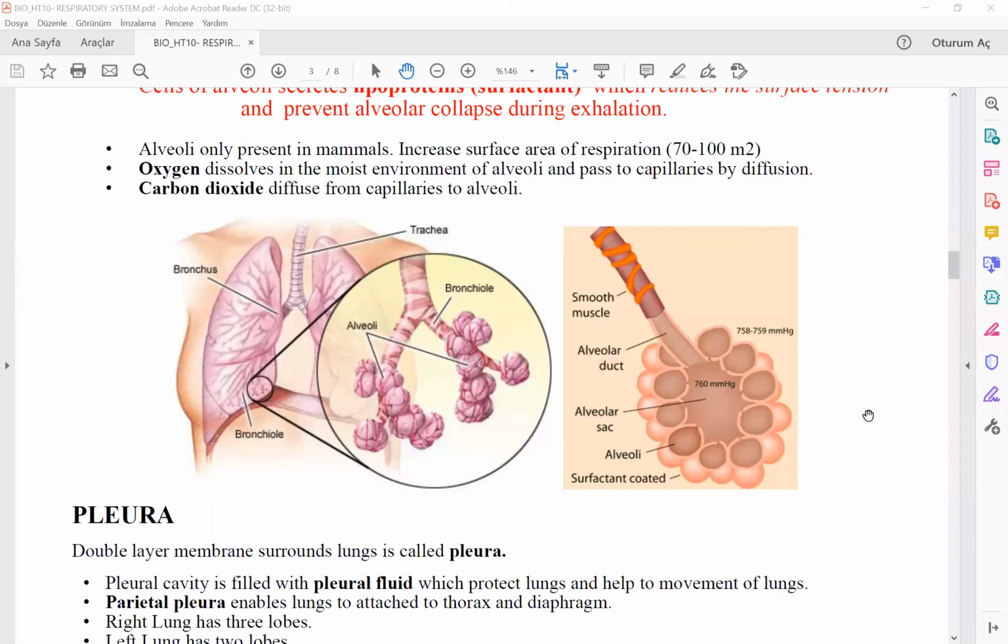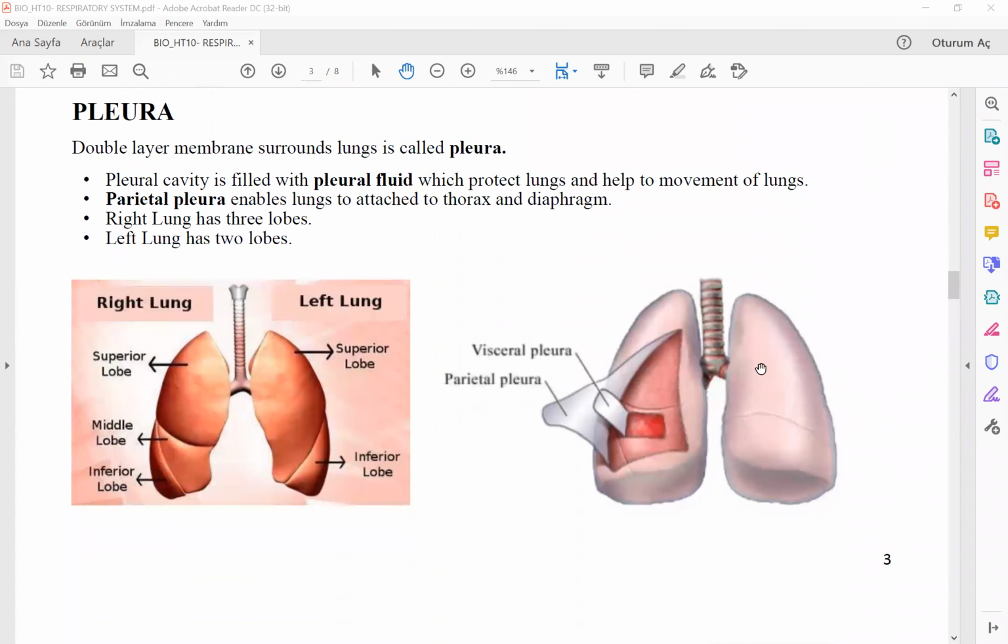And the lungs have a double layer membrane called the pleura. The inner layer is called the visceral pleura, and the outer layer is called the parietal pleura, and the parietal pleura enables the lungs to attach to the thorax and diaphragm from outside. And between these two layers, there is a fluid called pleural fluid, which protects the lungs and helps the movement of the lungs inside the cavity.